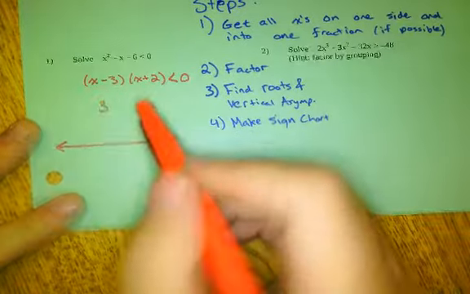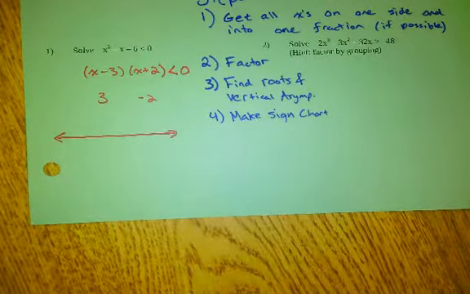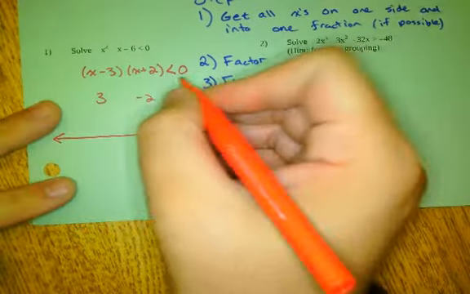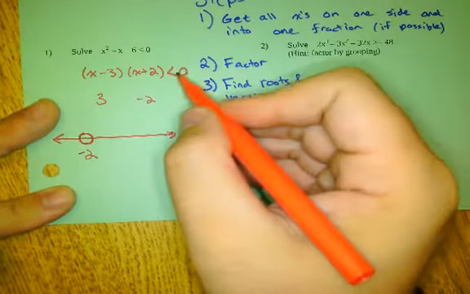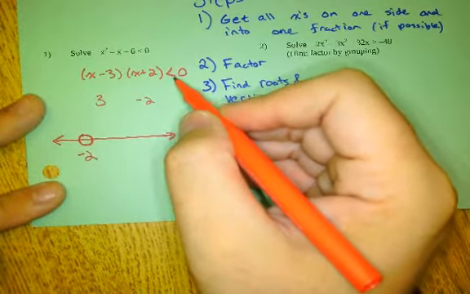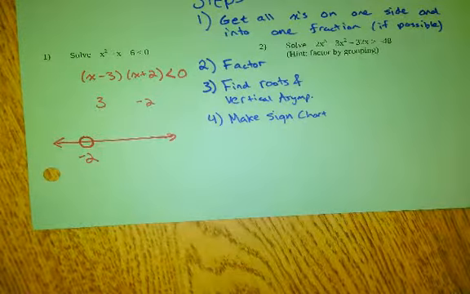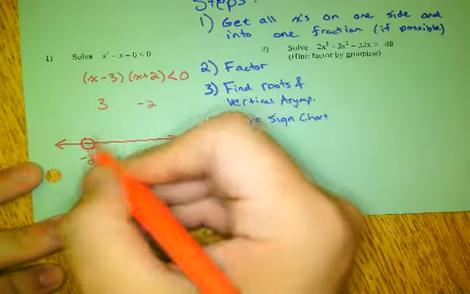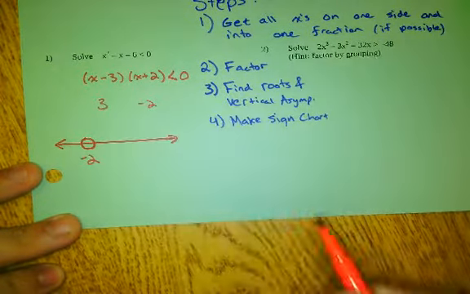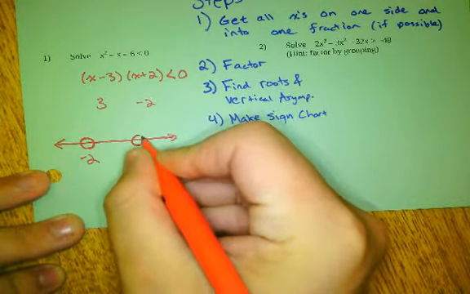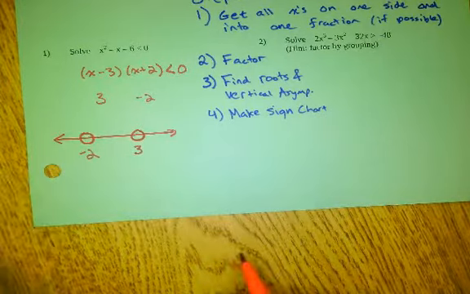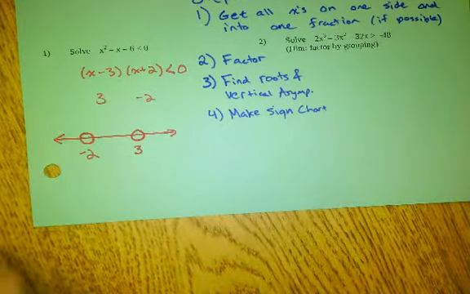Now we need to put two numbers on this sign chart. Please put them in the correct order. What comes first? What comes furthest left? I'm going to put an open circle that represents negative 2. The reason is because this is a does not equal. I'm going to figure out what's going on with signs, positive or negative, and shade whatever statement is true. This is a does not equal, so I have open circles. And at 3, I'm also going to have an open circle. This should not be news to you.